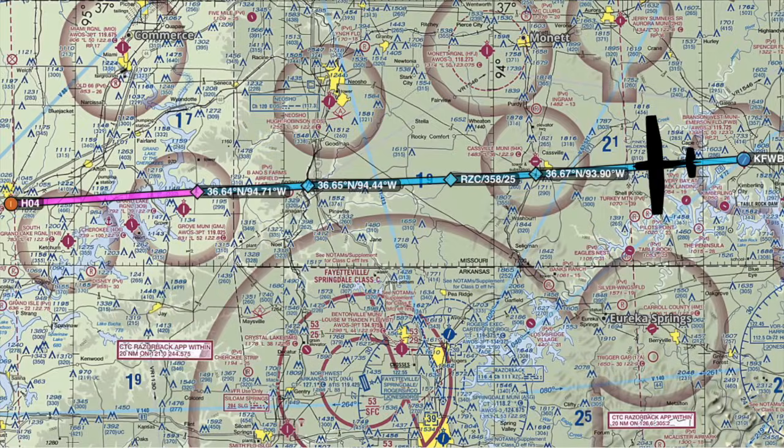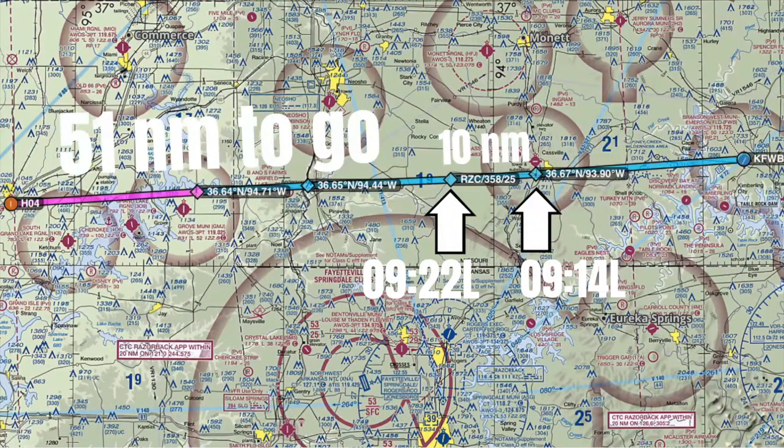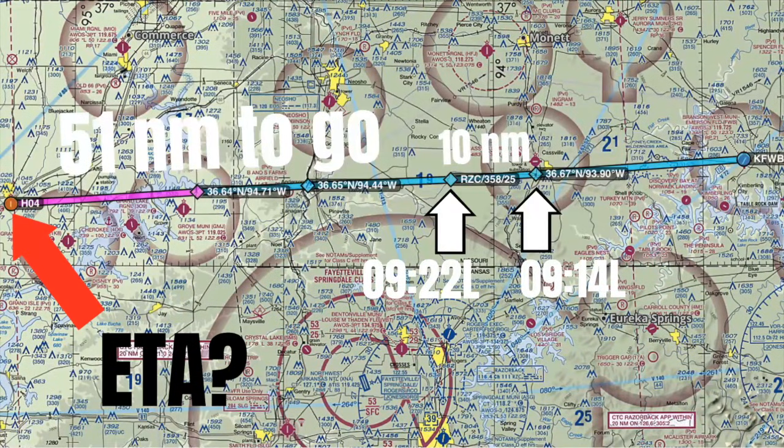Let's say we're flying back and we pass our first waypoint at 0914 local, and we pass our second waypoint at 9:22. This leg is 10 miles and we have 51 miles to go. Now what time will we arrive at our destination?